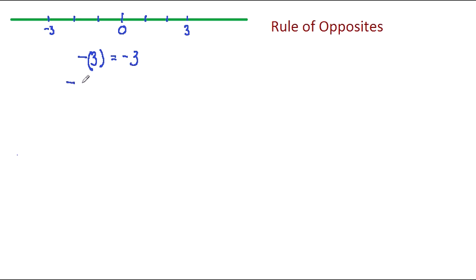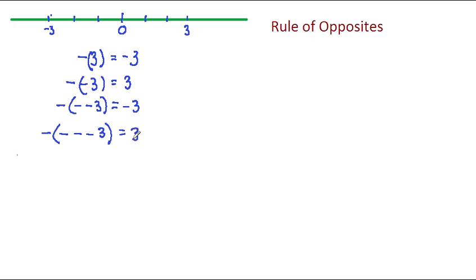Well, let's look at the opposite of negative 3 then. And we see that that is on the other side of 0 from negative 3, and it's positive 3. And then we'll look at the opposite of negative 3, which we just found, and that's on the other side of 0 from 3, and it's negative 3. And then we look at the opposite of that, which is the opposite of the opposite of 3, and that ends up being 3 again.